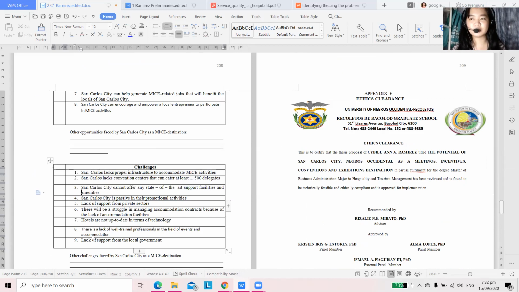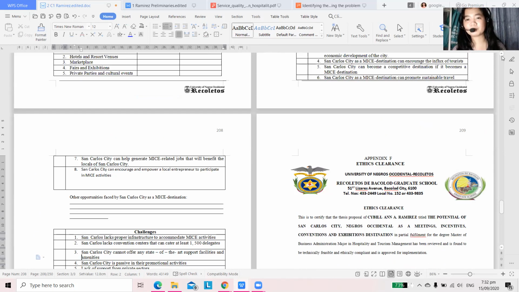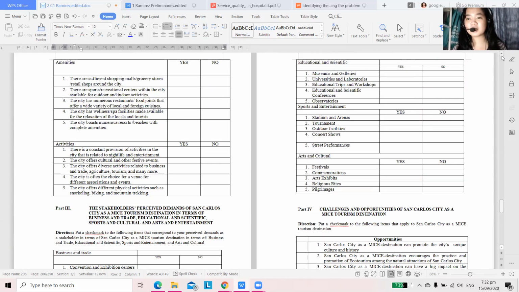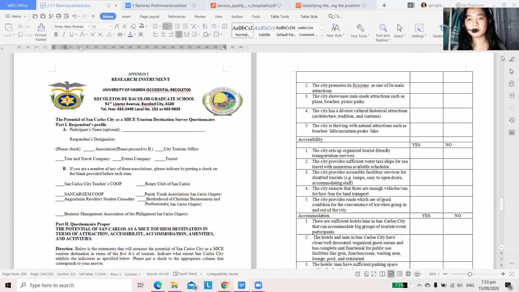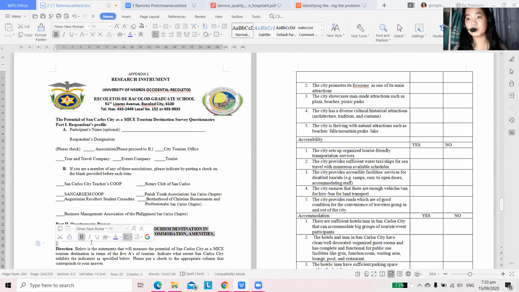So check them. First the opportunities, then the challenges. The same. Okay? So it becomes like a class. The very crucial part is making the statement of the problem because it will also set the course for making your survey questionnaire. So your statement of the problem should be answerable by the questionnaire. The statement of the problem dictates what will be the sections found on your questionnaire.